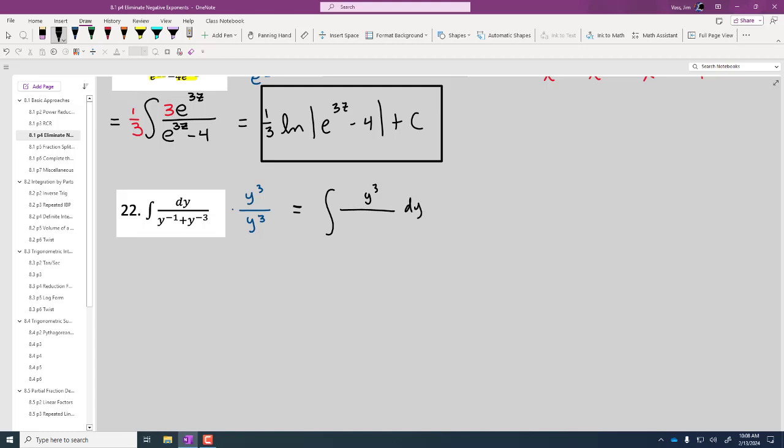And in the denominator, we have to share. So this y cubed has to be shared between each term. What's y cubed times y to the negative 1? Y squared. All right, we add the exponents. So 3 plus negative 1 is 2. So we end up with a y squared for that first multiplication. And plus 1. Perfect.